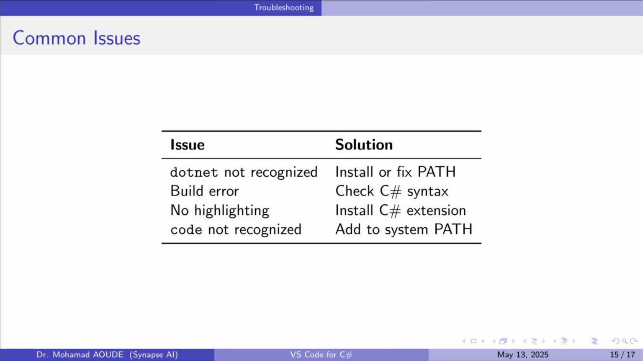If you open a .cs file in VS Code and don't see syntax highlighting, the code is all plain text. The C# extension might not be installed or enabled. Go back to the extensions view and check. If the code command is not recognized in your terminal, VS Code might not be installed correctly, or you might have missed checking the Add to Path option during installation on Windows. You can usually fix this by reinstalling or manually adding it to path.